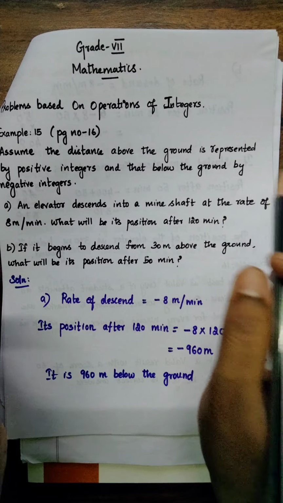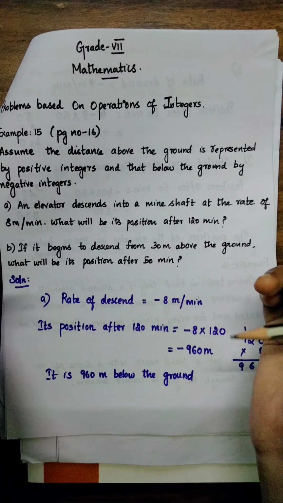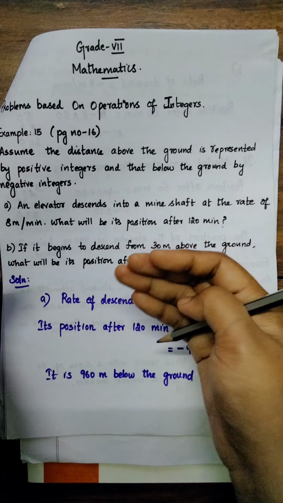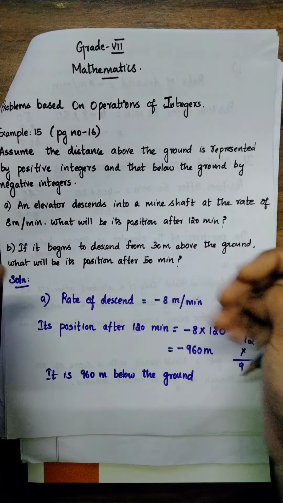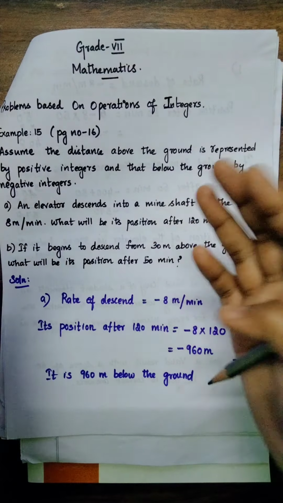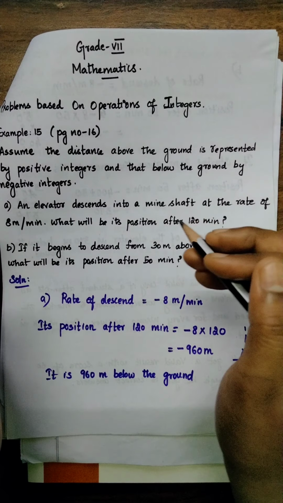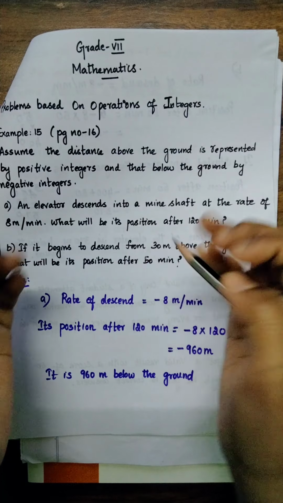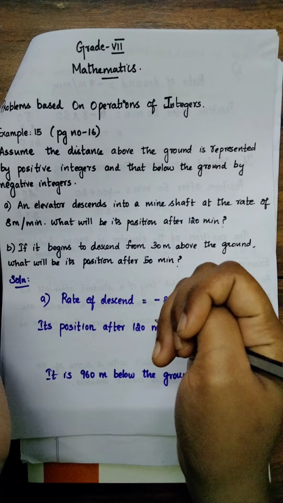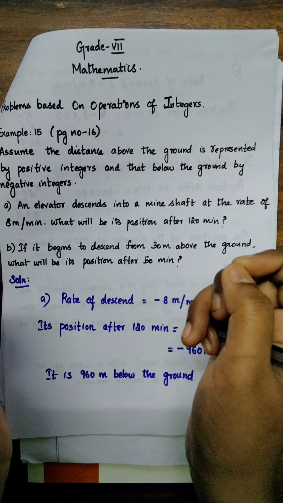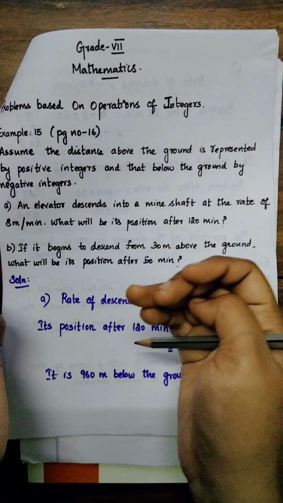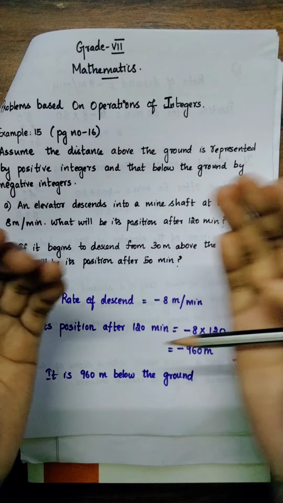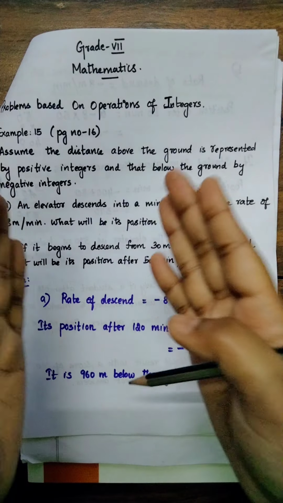An elevator. Elevator means lift. It descends. Descends means it is going down, into a mine shaft. Mine shaft means a hole or narrow hole. An elevator descends into a mine shaft at a rate of 8 meter per minute. In 1 minute it is going down 8 meter. Going down means it is decreasing.